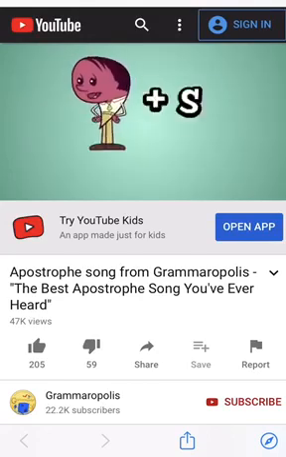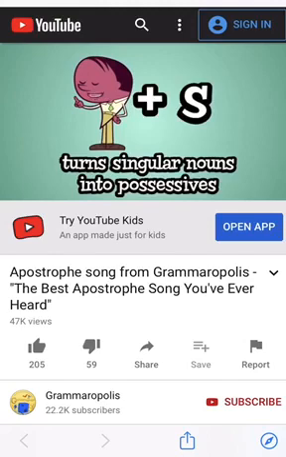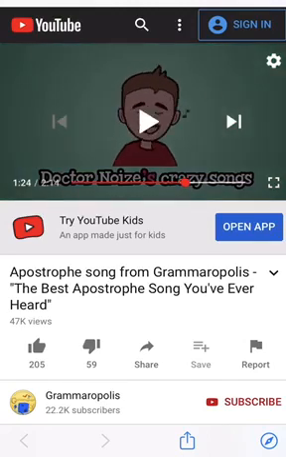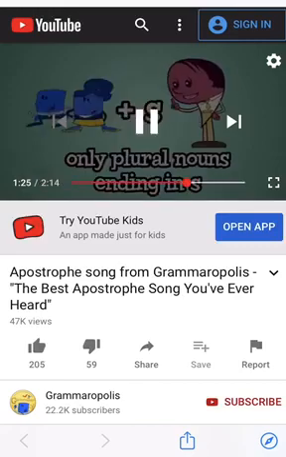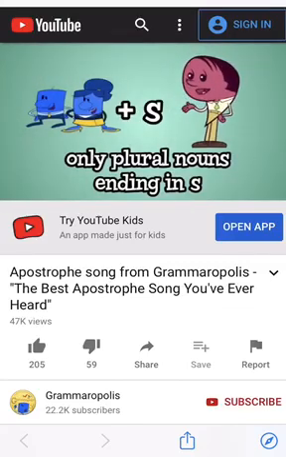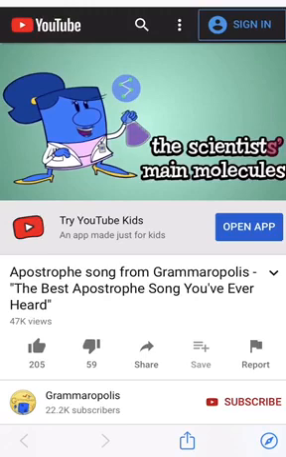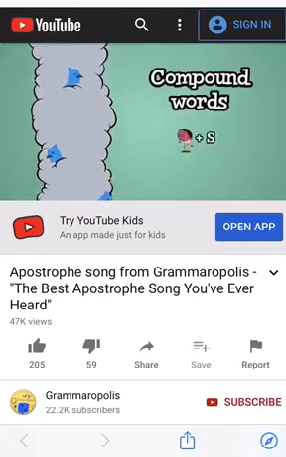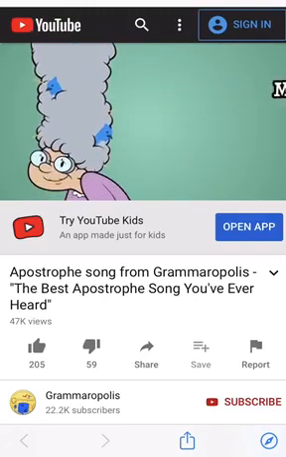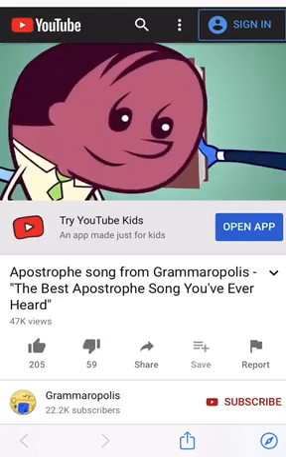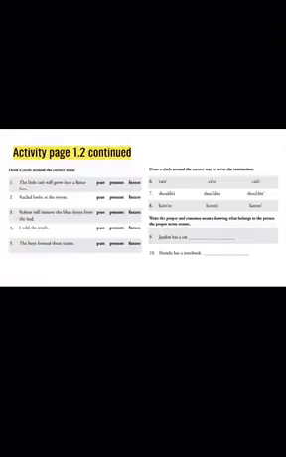An apostrophe plus S turns singular nouns into possessives. The cat's claws, the dog's paws, Dr. Noise's crazy. Pay attention here because you're going to be doing this on your worksheet. But you only use an apostrophe for a plural noun with S. The student's rules, the player's schools, the scientist's main molecules. For compound words, add apostrophe S, like your mother-in-law's hair is such a mess. Yikes! Okay, I'm going to stop it there, and let's go back to our worksheet.